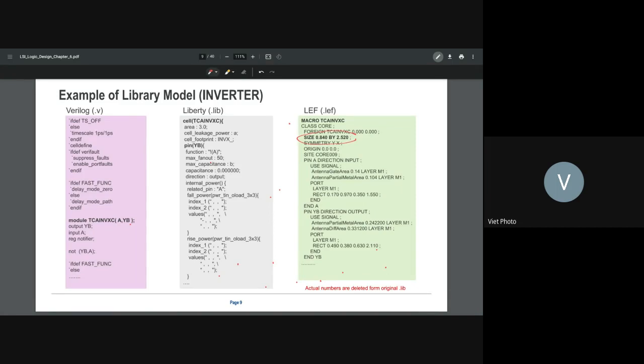and with the size here, it will also have the size x and y. I think there's always x and y symmetry. Here you have size x and y, right? So symmetry y next, and then it will have the pin location and describe that. You see that pin A will be on layer M1, and you have this rectangle at this location. The same thing for pin B.